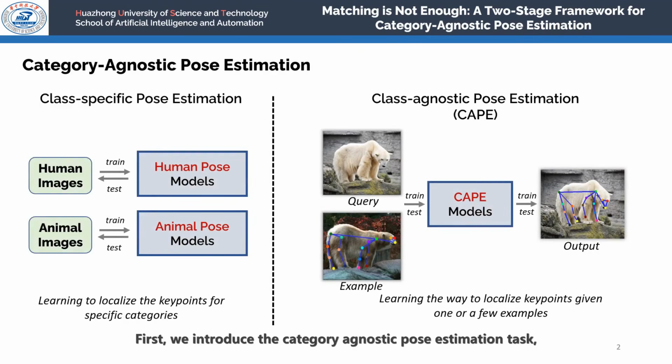First, we introduce the category-agnostic pose estimation task, referred to as CAPE. Different from the well-studied class-specific pose estimation models, which are trained and tested on the same categories, CAPE aims to predict key points for arbitrary categories given support images with keypoint annotations. This task can also be viewed as a few-shot learning setting for pose estimation.